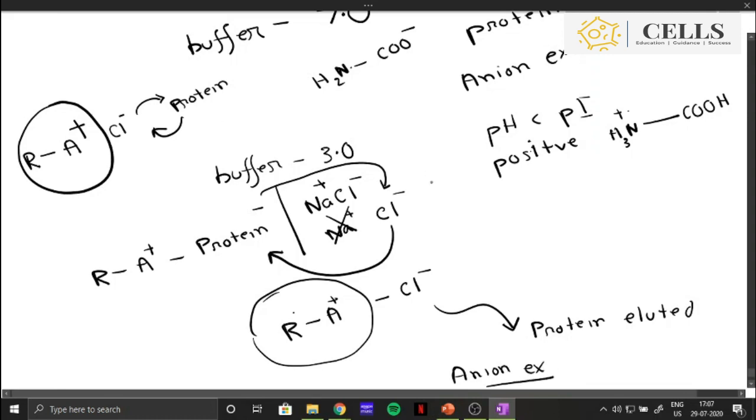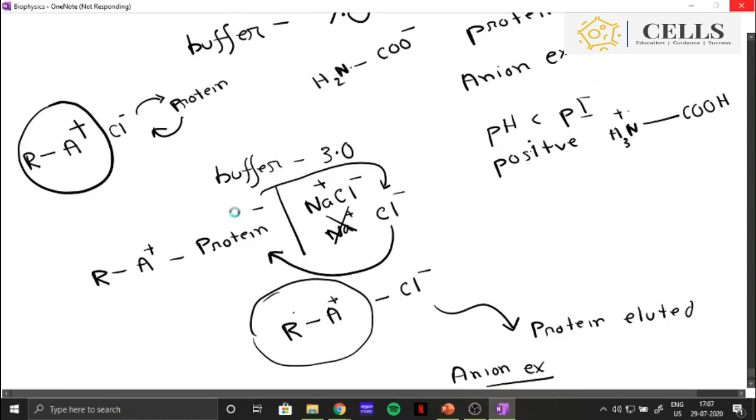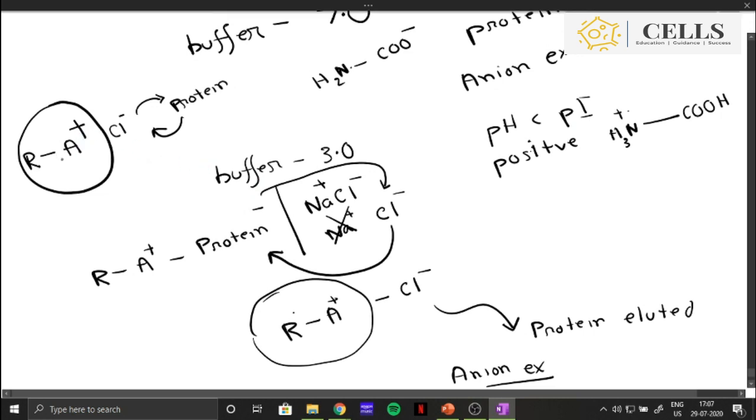So what is the difference between anion exchange and cation exchange chromatography? It is just the bead difference. Here you have a resin attached to a positive charge ion. In cation exchange, it is resin attached to a negative charge ion. Negative charge will attract cations, here the positive charge will attract anions. So this is anion exchange chromatography.